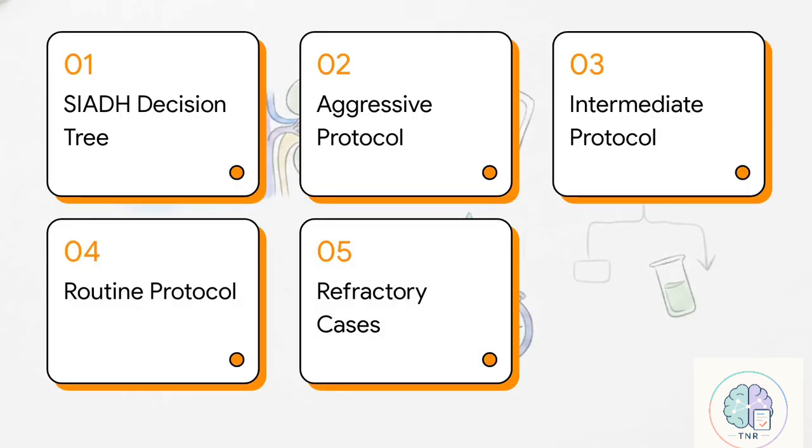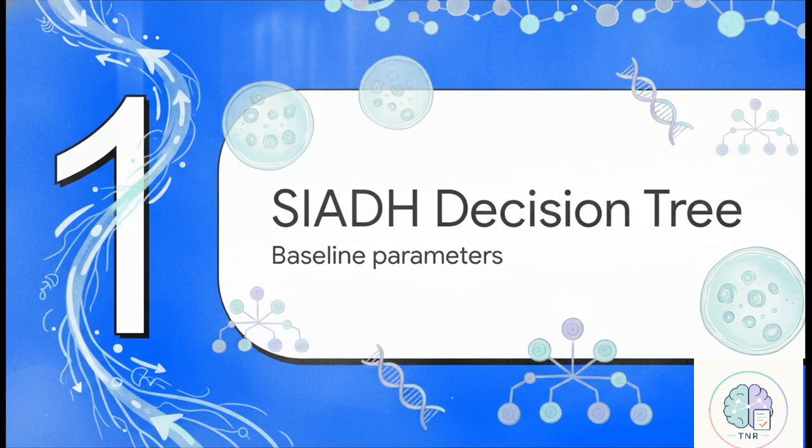Here is our roadmap for today. We'll start at the top with the SIADH decision tree, then move into the aggressive protocol, step down to the intermediate treatment protocol, look at the routine treatment protocol, and finally wrap up with managing refractory cases. All right, part 1, the SIADH decision tree.